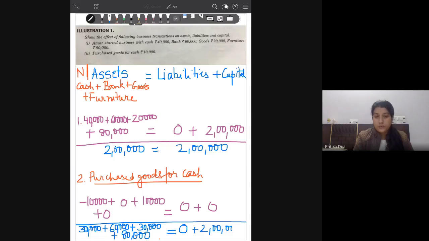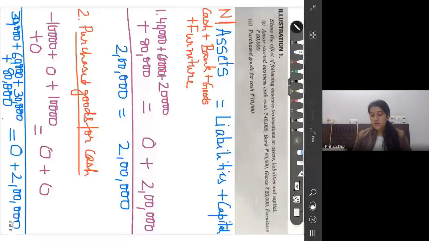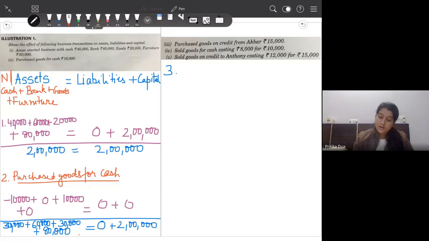Okay, so we'll move to the next transaction. What I'll do is display 2 pages at one time, so that will help us carry forward the balances. The third transaction now you can see here is: purchased goods on credit from Akbar, rupees 15,000. Purchased goods on credit. So this is a purchase of goods by the business, and again this is on credit.